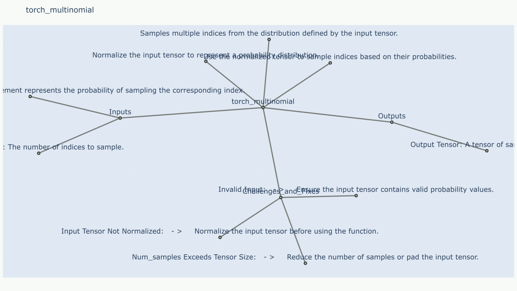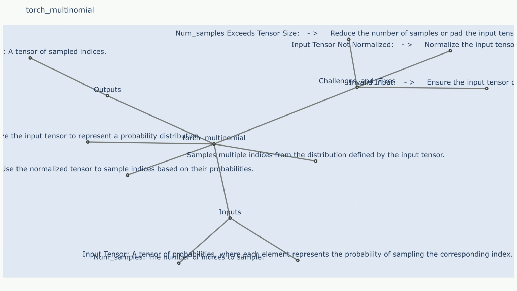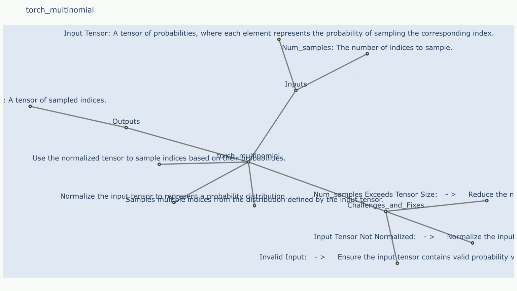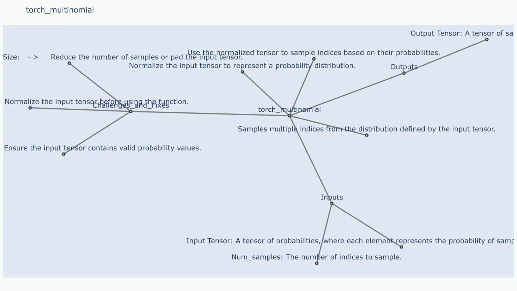Steps. The function generates a random sample of indices from the given probability distribution. The number of samples to draw is specified by the num samples argument. If replacement is true, the same index can be sampled multiple times. If false, each index can be sampled at most once. The generator argument allows for specifying a custom random number generator. If not provided, the default generator is used.